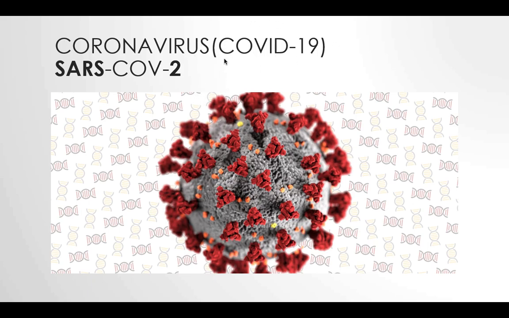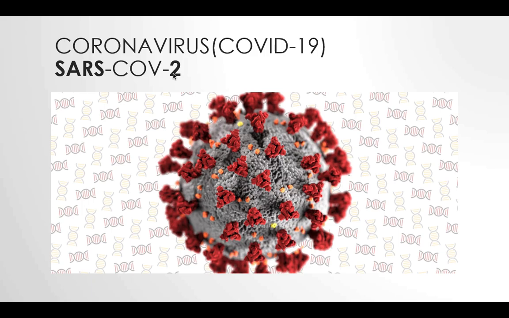COVID-19 is actually the name of the disease that's going on today, okay? And it actually makes sense why it's called COVID-19. CO is corona, V is virus, and D is disease, so coronavirus disease. 19, the reason why it's 19 is because it started in December of 2019, okay? So it's pretty simple the way they named it.